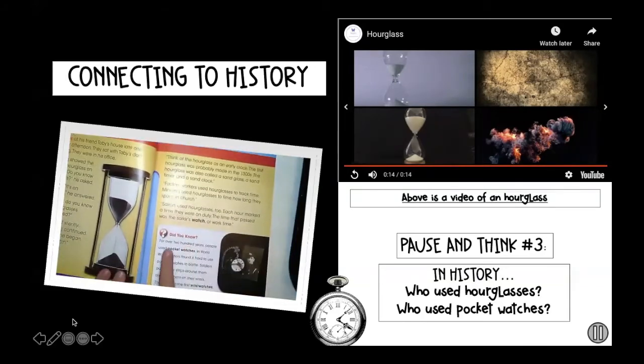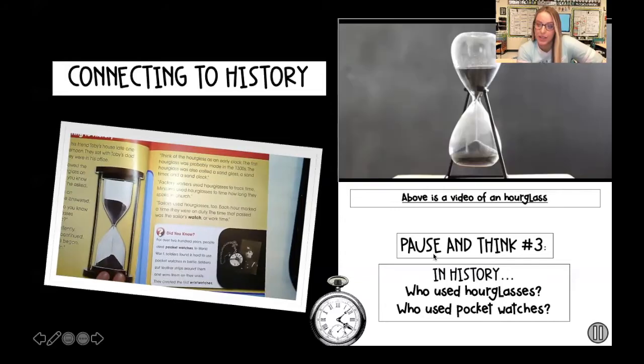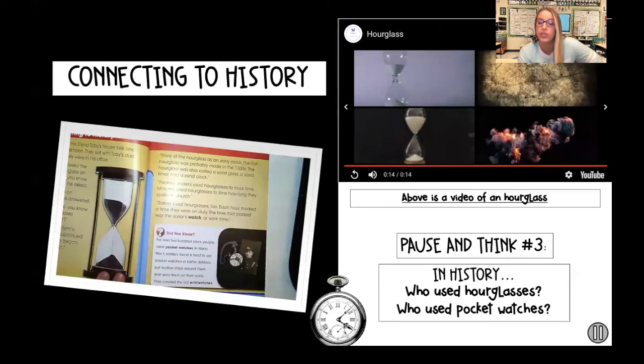Did you know, for over 200 years, people used pocket watches. In World War I, soldiers found it hard to use pocket watches in battle. Soldiers put leather strips around them and wore them on their wrists. They created the first wristwatches. So above we have a video of an hourglass. Our third pause and think question is, in history, who used hourglasses and who used pocket watches? So if you need to rewatch the video, go ahead and rewatch the video, but I want you to answer those two questions. So pause the video, answer the questions, and then start it when you're finished.